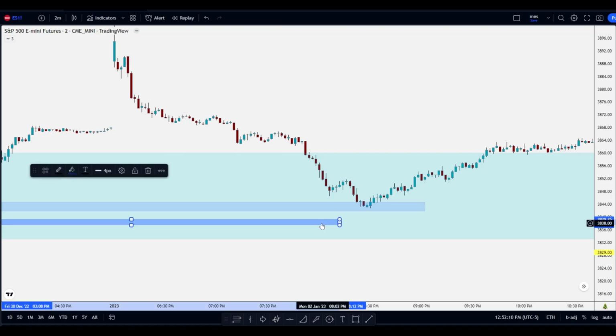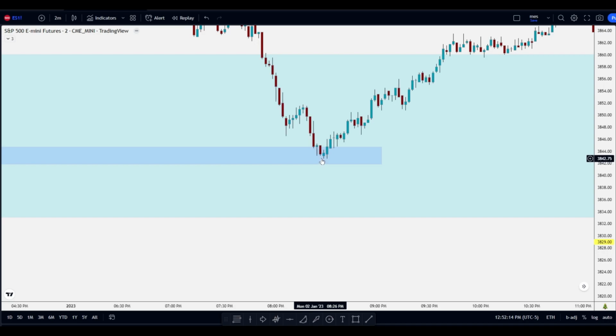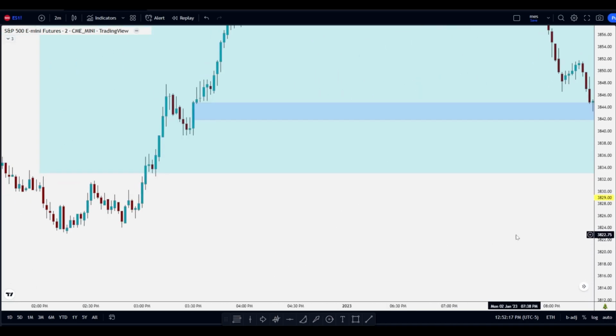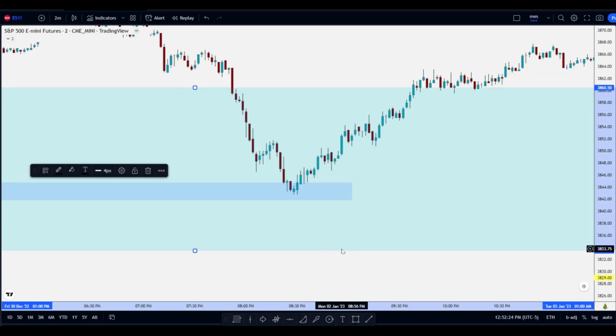Let me delete this one. It didn't react to that one. Didn't even get down there. So it comes into this fair value gap right here, and then bounced, and then it ends up going up for the rest of the day.